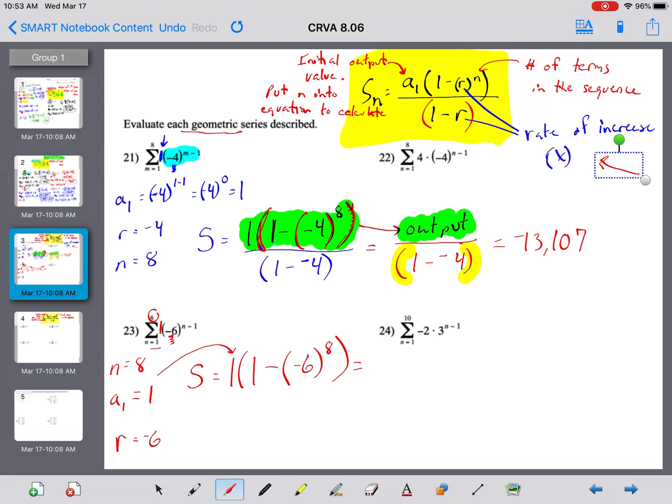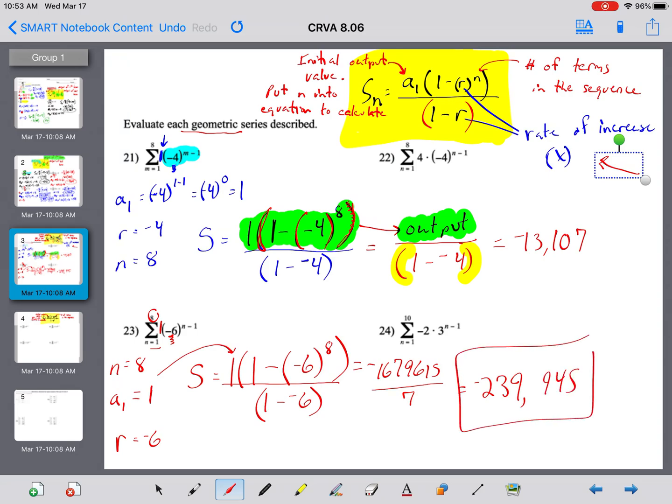Should get negative 1,679,615. But we're not done. We need to divide that by 1 minus the rate. 1 minus -6, which is 7. So I'm going to take that answer, divide it by 7, and we get negative 239,945. There we are, folks.